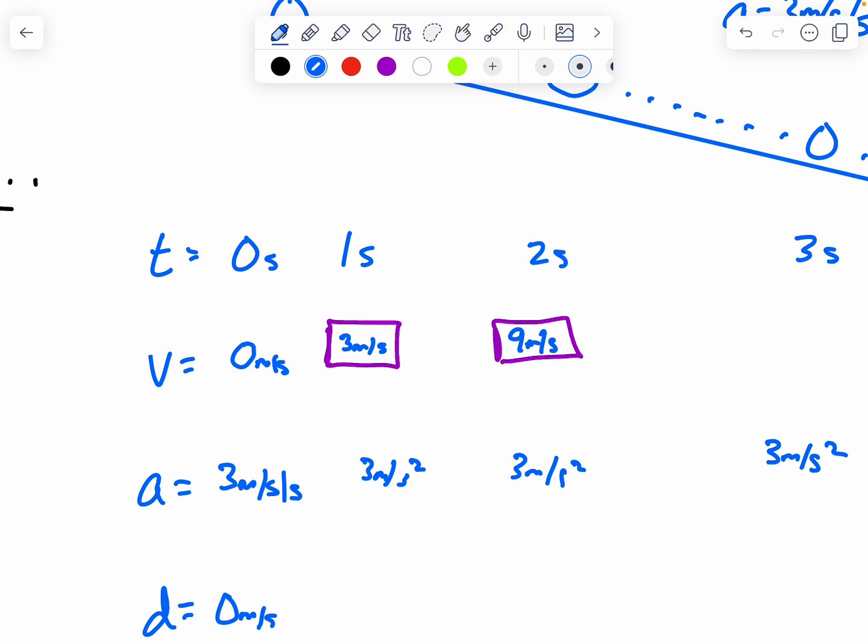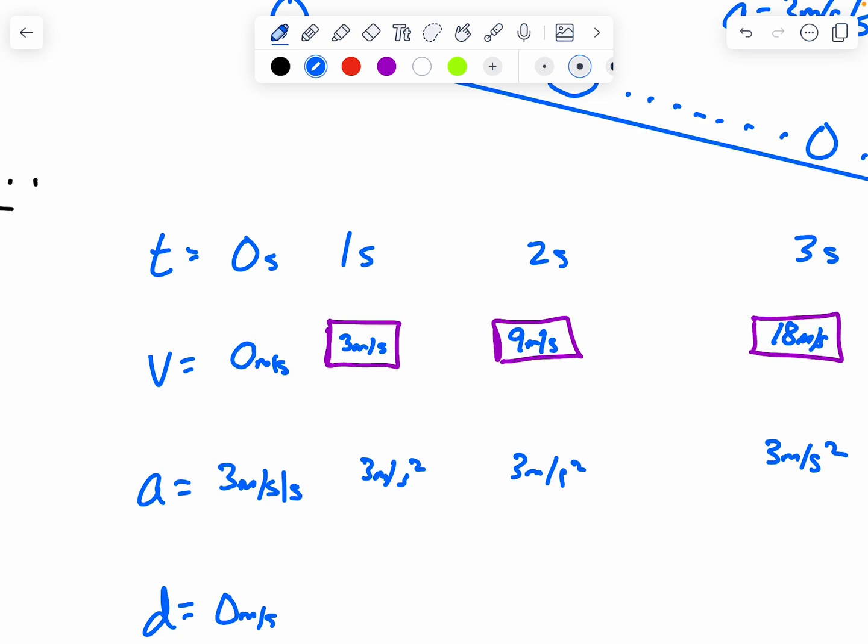All right, I want you to pause the video and do the third one. All right, so at 3 seconds, what is the velocity? Pause the video, and when you're ready, unpause it, and we will take a look at it together. All right, so to find that final velocity, I'm going to take what was before, so the 9 plus 3 times 3. So 9 plus 9 is going to give me 18 for that final velocity over here, 18 meters per second.